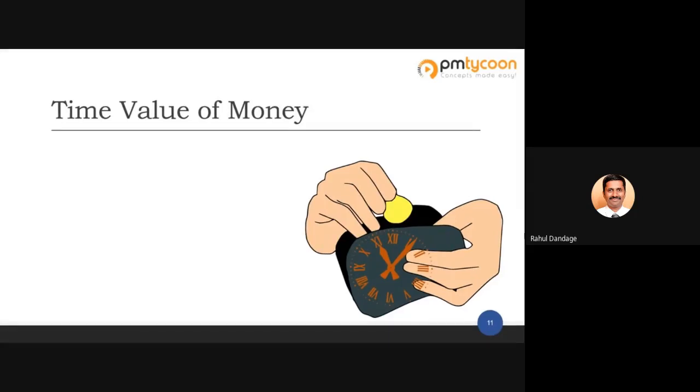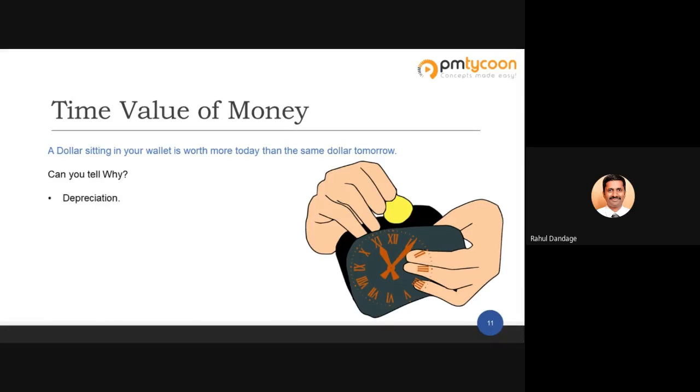So to give you an example, the money that is sitting in your wallet right now is worth more today than the same money sitting in your wallet tomorrow. Can you tell why? Because the value of money depreciates over time. If you're not putting that money into use, it is just depreciating its value. So you can ask, why is it depreciating in value? It is the same $100 bill that you're carrying in your pockets.